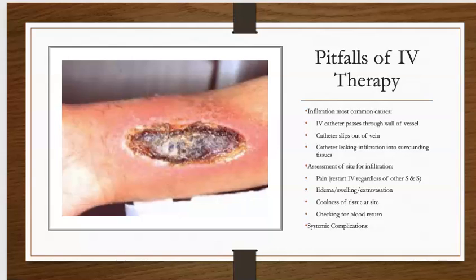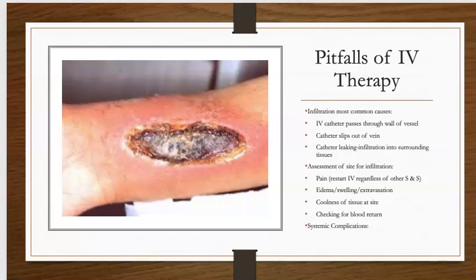Ways that we're going to assess the site for infiltration, signs and symptoms: number one, we're going to look at the site. We're going to be looking for redness, swelling, bleeding, leaking of the IV. When we're flushing the line, you're going to be looking for pain. The patient says, ouch, when you're flushing it. Chances are it's infiltrated. It shouldn't hurt. Swelling, leaking, tenting of the skin. Those are things that we're looking at.